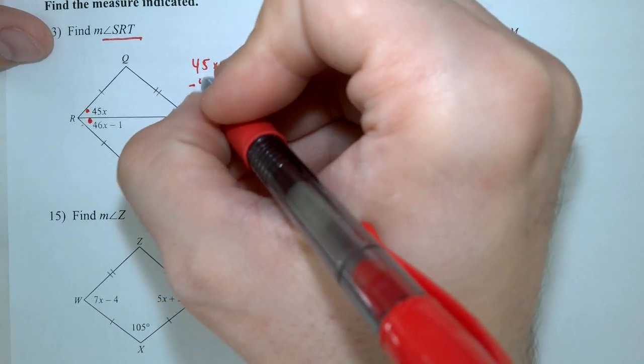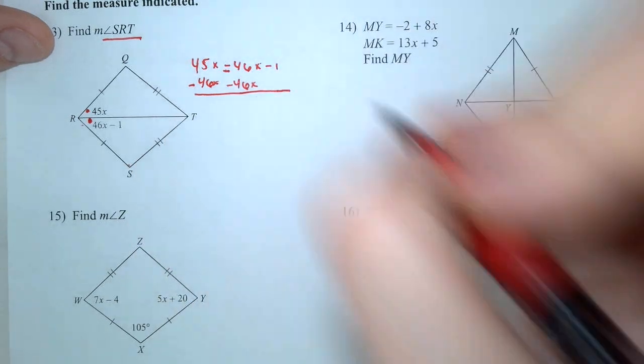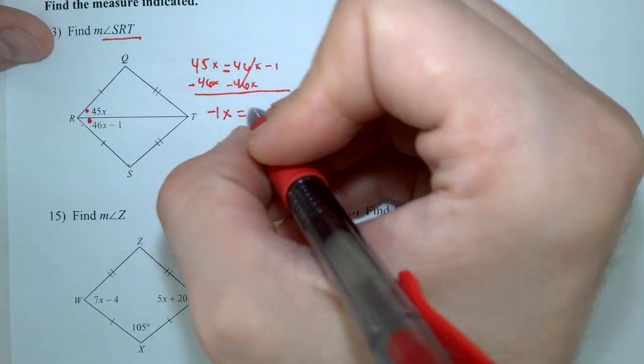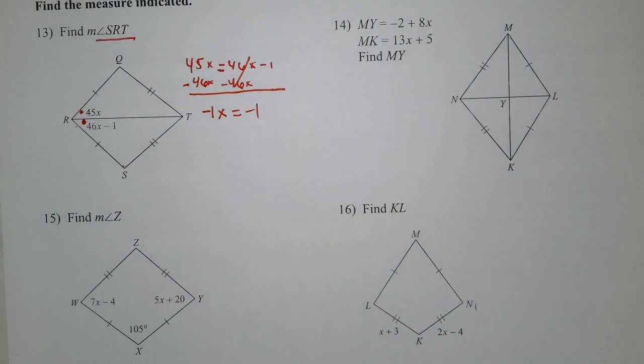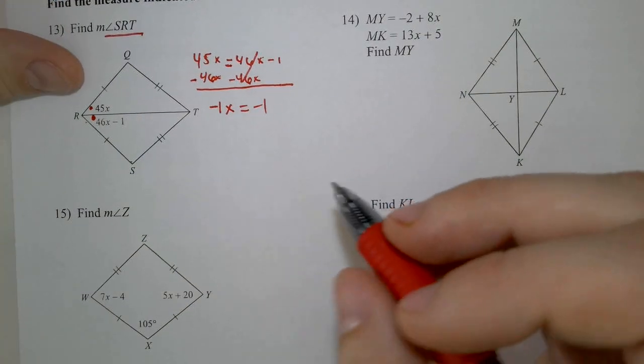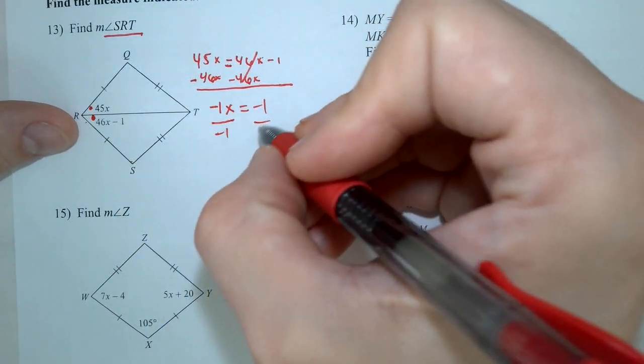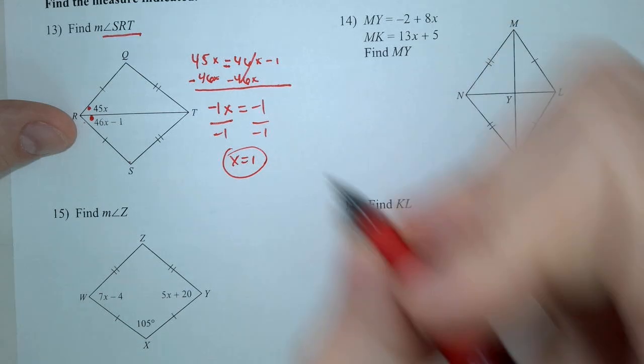The reason that I'm subtracting 46x, even though I really don't want to, is because now I get -1x is equal to -1. And that means that I don't have the x's and the numbers on the same side, which was the main goal. Get all the x's on one side, get the numbers on the other. Divide by -1, and x is equal to +1.